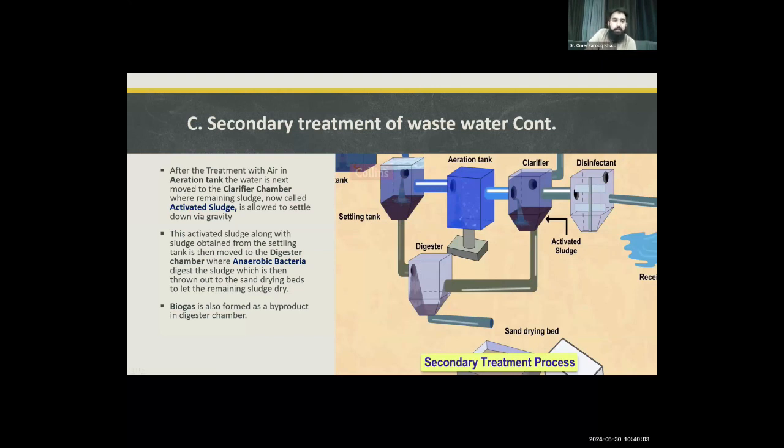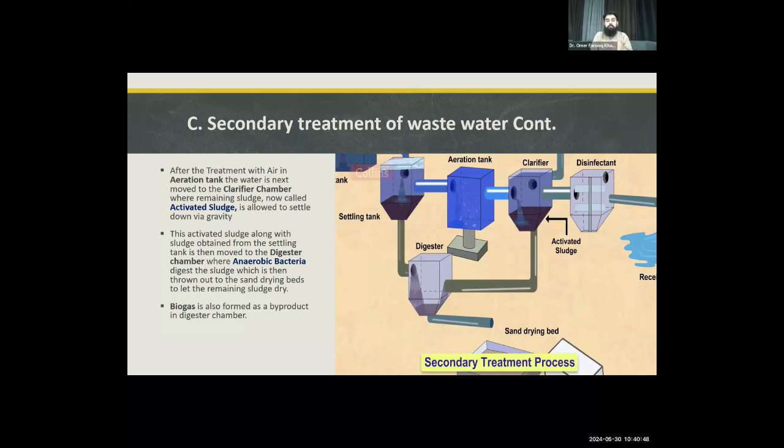So this activated sludge, along with the sludge obtained from the settling tank, is then moved to the digester chamber, where anaerobic bacteria digest the sludge, which is then thrown out to the sand drying beds to let the remaining sludge dry. So basically, the sludge we obtained from the sedimentation tank in the primary treatment process, and this activated sludge which we are now getting from the clarifier tank, both of these sludges are then fed into the digester chamber, and this digester chamber is not fed with oxygen, is not fed with air.